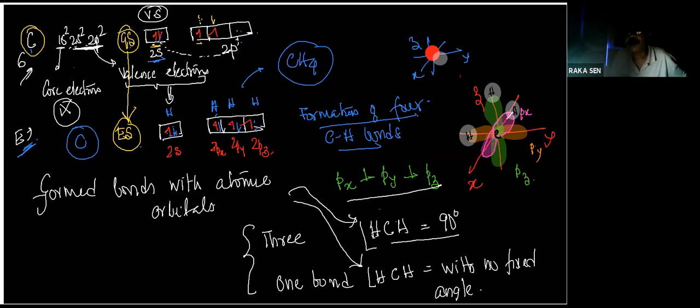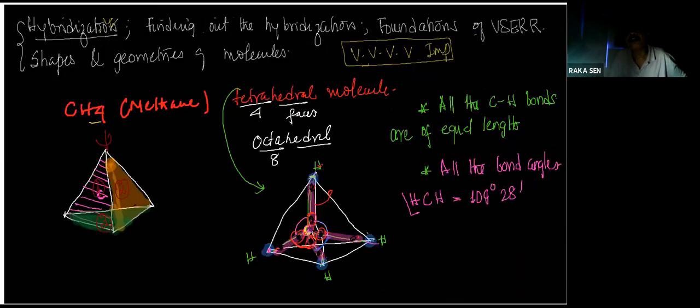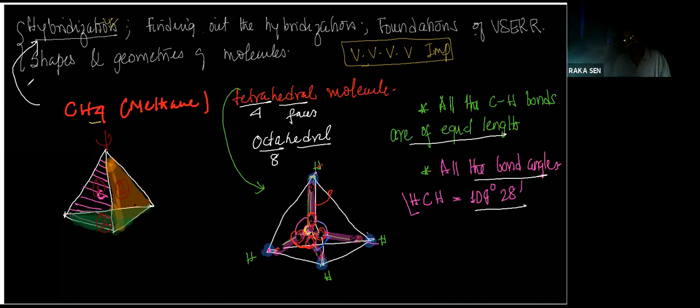But unfortunately, our observation is this, that all the bond lengths are of equal length. All the bond angles are 109 degree, 28 minutes. That means whatever we discussed in the last 15 or 20 minutes essentially proved that just by combining atomic orbitals will not explain the experimental observations. So we have to think in a different way. People thought and came across this particular concept called hybridization.